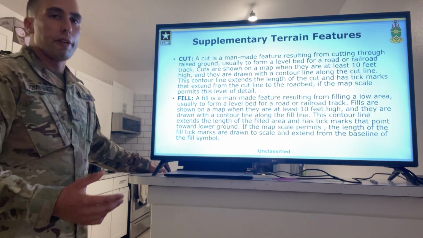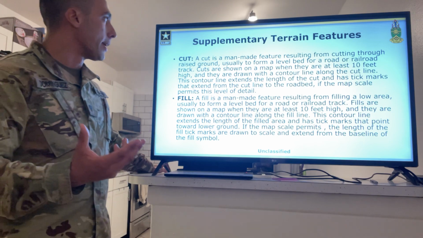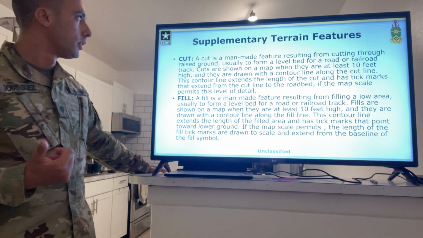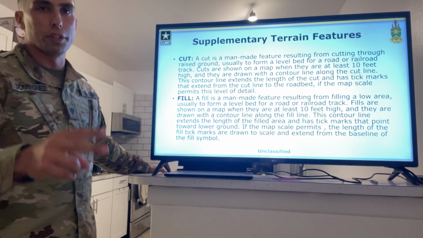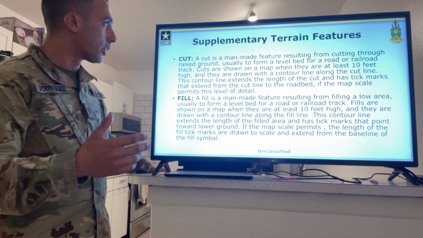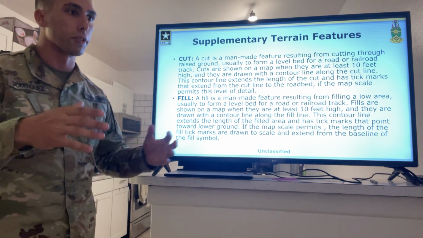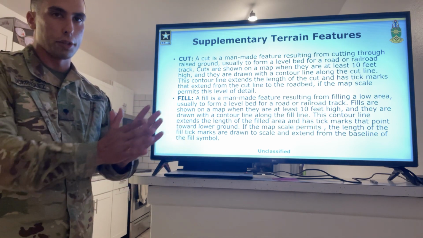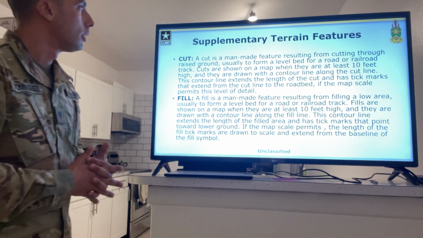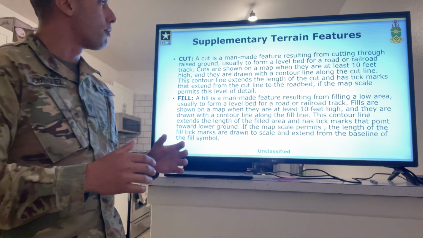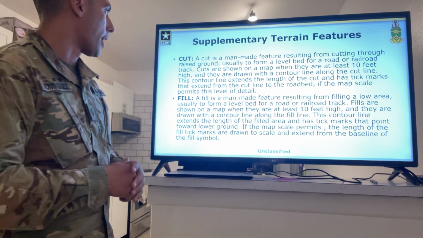So the supplementary terrain features, both of them, they're both man-made. The first one's a cut, and it's usually found together. So a cut is a man-made feature resulting from cutting through raised ground. So in other words, cutting through a ridge, cutting through a hill, or cutting through a mountain. Usually to form a level bed for a road or railroad track.